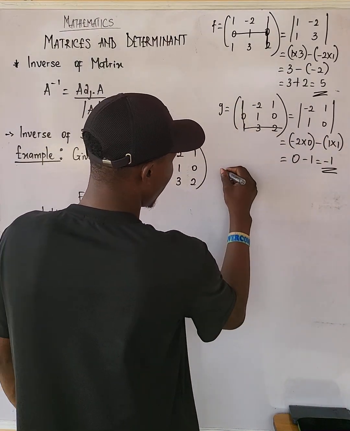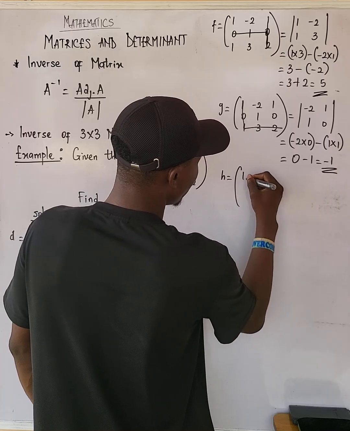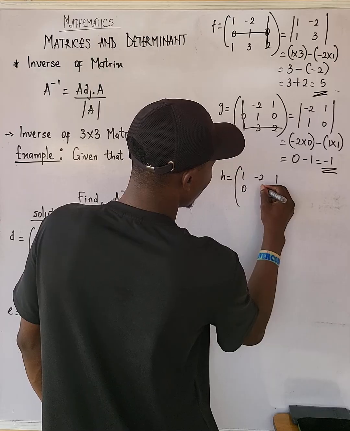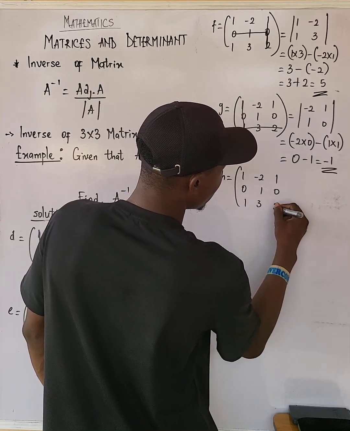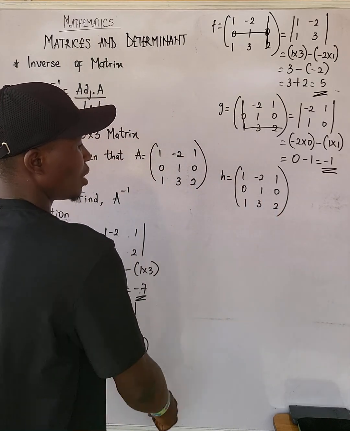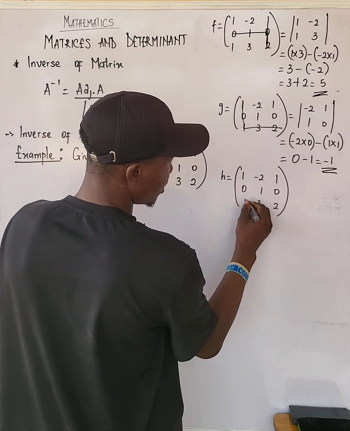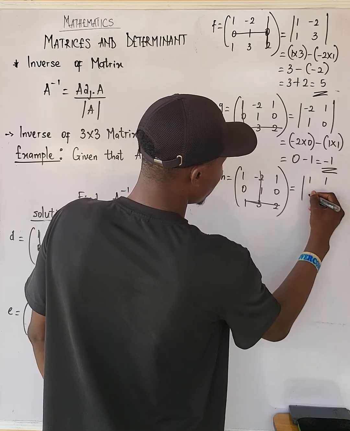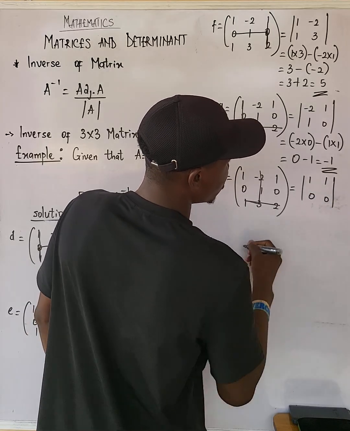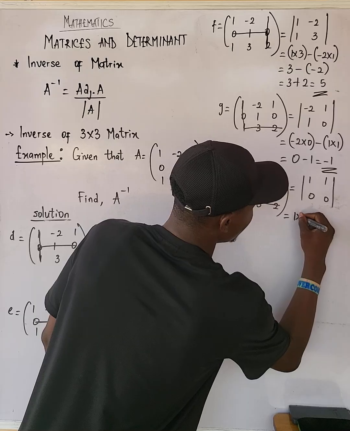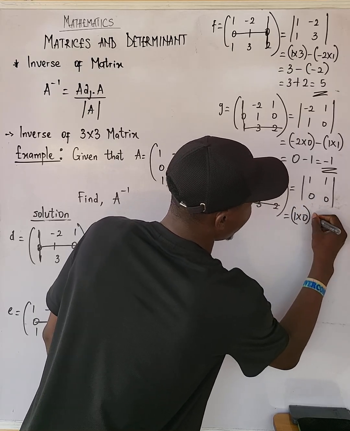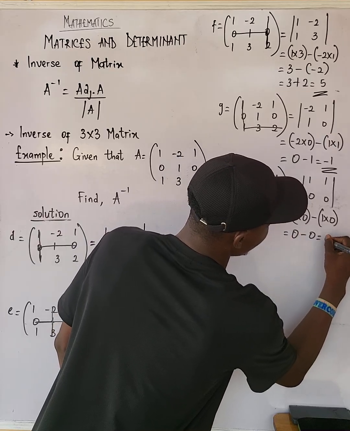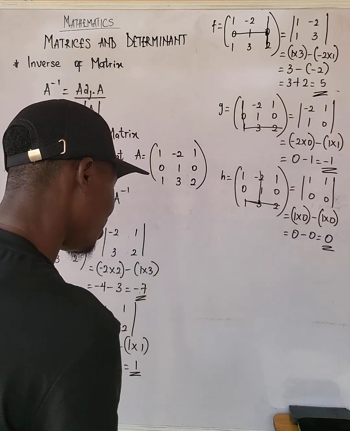Going for H, you write this question again: 1 minus 2, 1, 0, 1, 0, 1, 3, 2. Right? So H is on which position? This. Cancel like this, cancel like this. So what are we left with? We are left with 1, 1, 0, 0. So that will be 1 multiplied by 0 minus 1 multiplied by 0. So that will give us 0 minus 0, which will be 0. Then the last one.